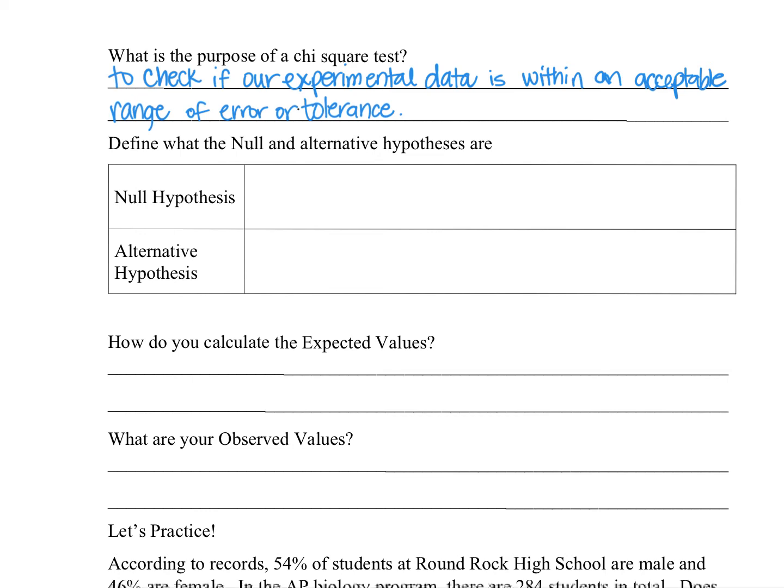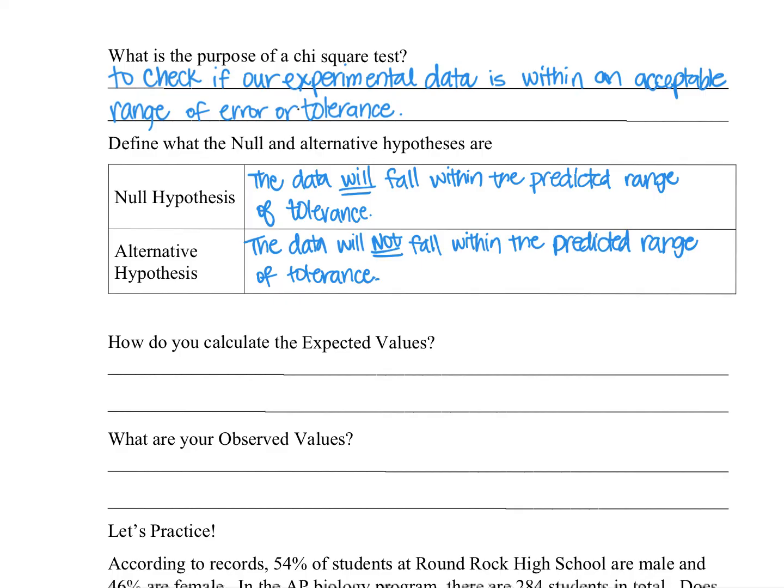Now, to do chi-squares, we use null and alternative hypotheses. Here's what the difference is. Your null hypothesis is a prediction that the experimental data will fall within a reasonable range of tolerance. The alternative hypothesis is the opposite, that the data will not fall within the predicted range of tolerance.